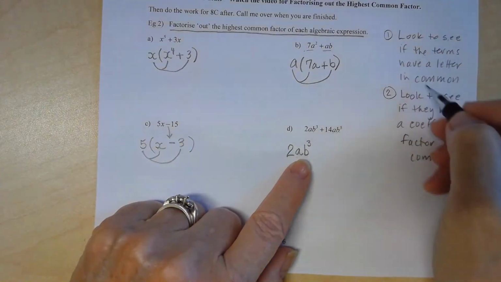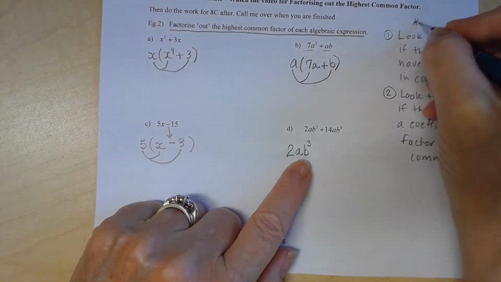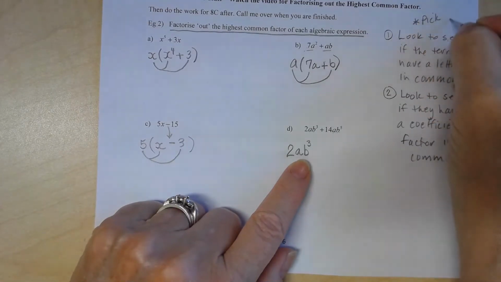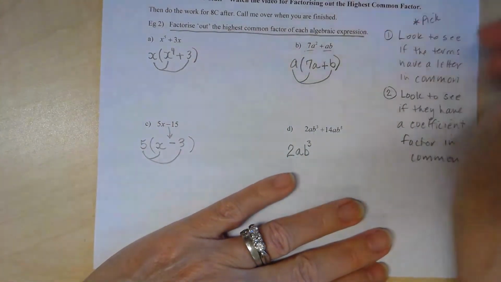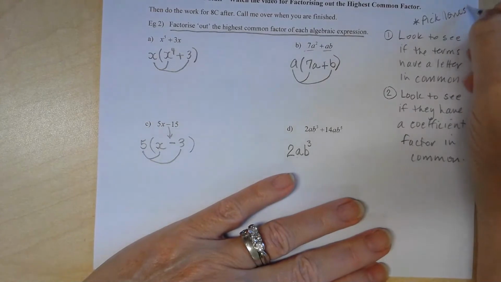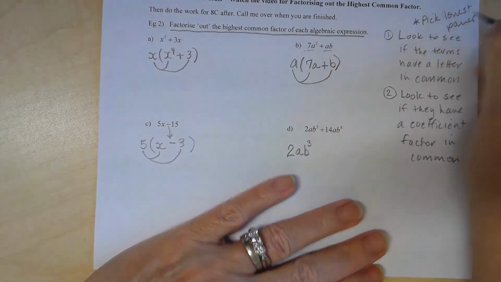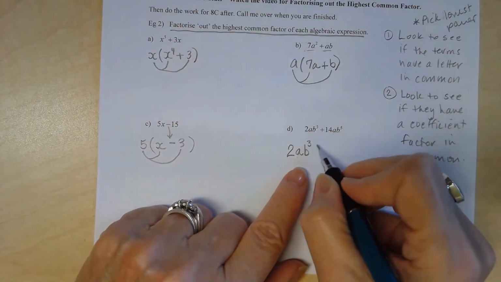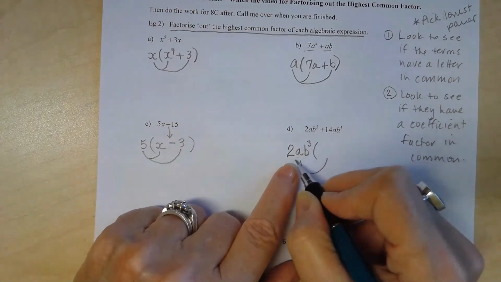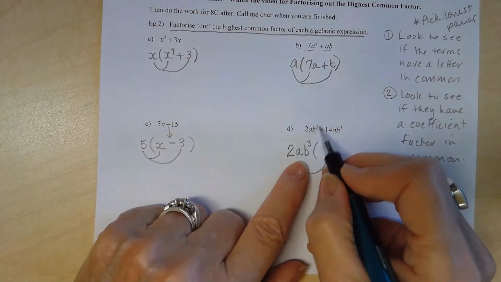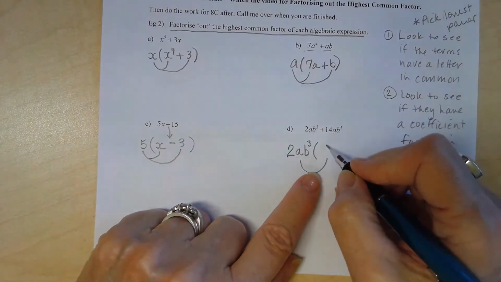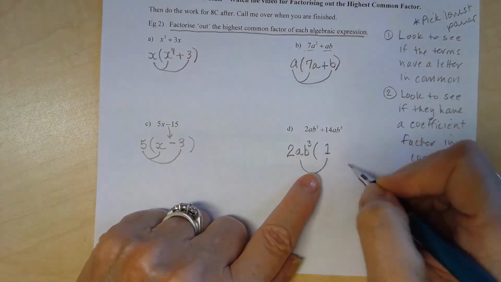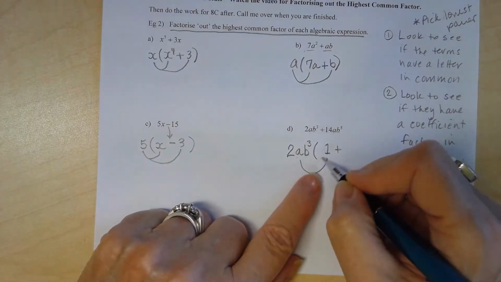So when I look for the letter in common, I pick the lowest power to come out. So that's 3 and that's 5, so I'm going to pick 3. And I say that, well, that looks exactly like that. It's exactly the same. I took the whole thing out. And when you take the whole thing out, you have to put a 1 there. And then the plus sign, so it holds its place.